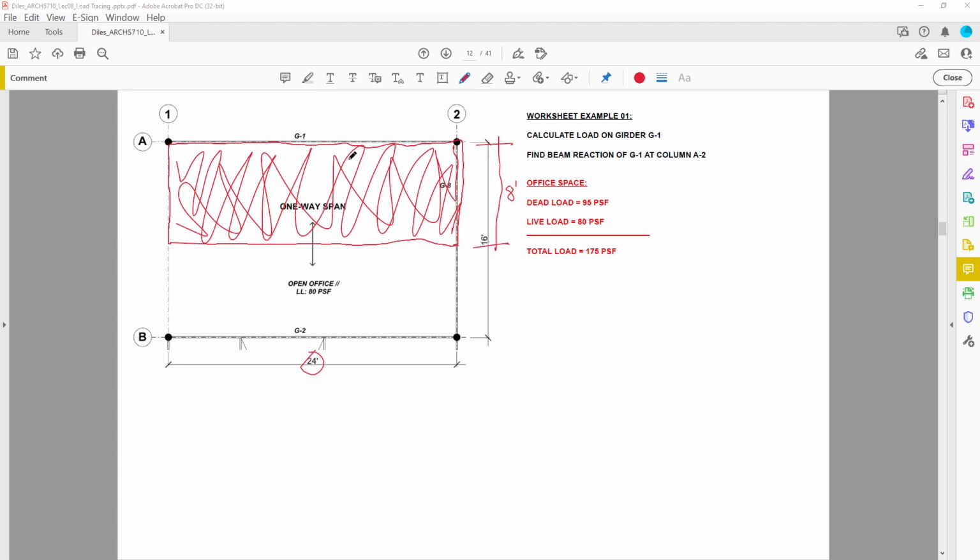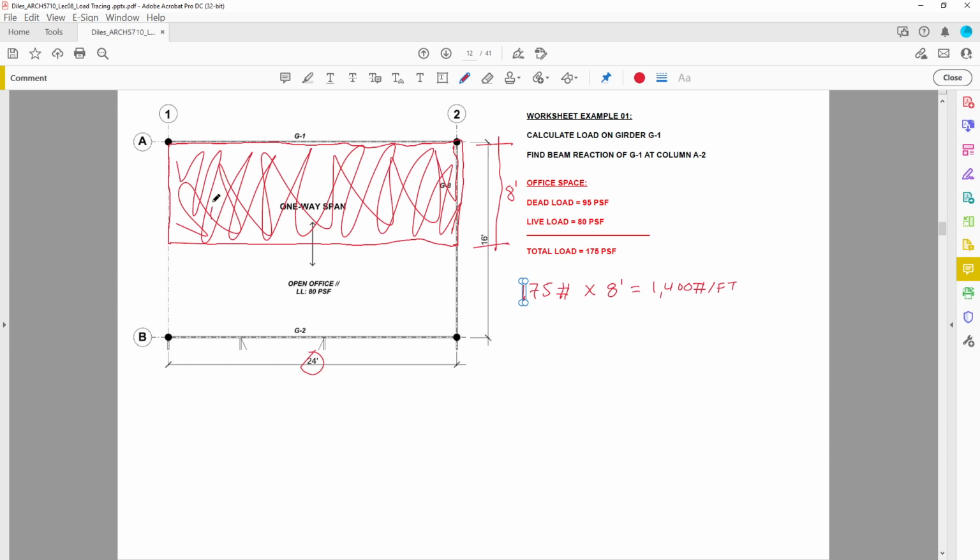So we've identified the tributary area here. It's 8 feet, and G1 is 24 feet long. So let's calculate the load for G1. So we have 175 pounds per square foot. Our tributary width is 8 feet. This equals 1,400 pounds per foot for this tributary area.